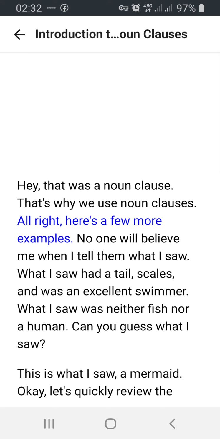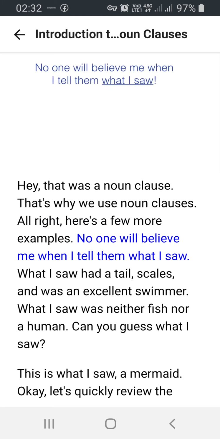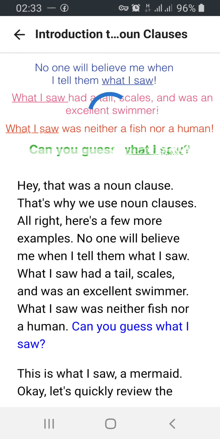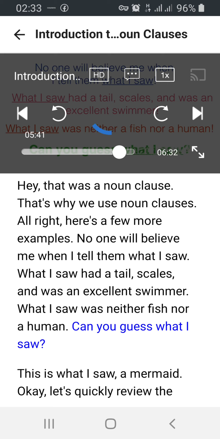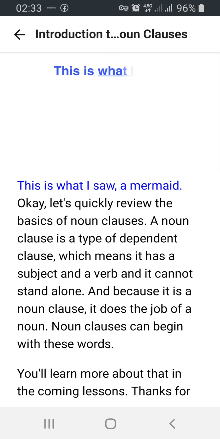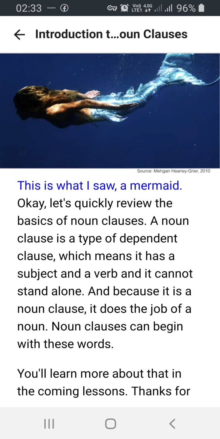Here's a few more examples. No one will believe me when I tell them what I saw. What I saw had a tail, scales, and was an excellent swimmer. What I saw was neither a fish nor a human. This is what I saw. A mermaid.